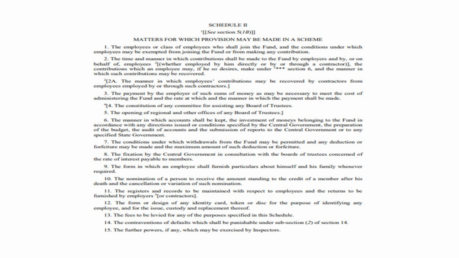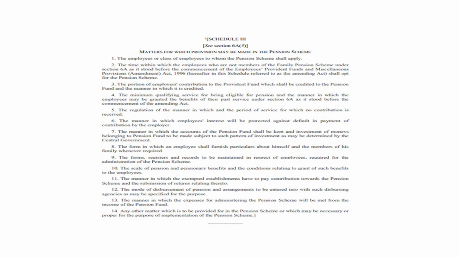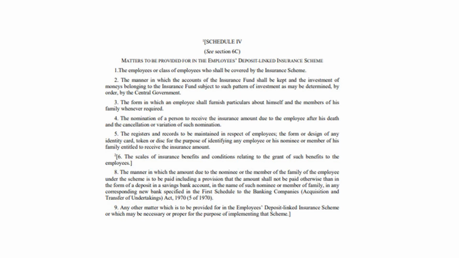Schedule 2 talks about the matters for which provision can be made in these schemes. These matters can be incorporated under the schemes of the Provident Fund in this Provident Fund Act, and in the other 2 schemes as well. Schedule 3 talks about the matters for which provision may be made in the pension scheme. Schedule 4 deals with the matters that can be provided in the Employees' Deposit Linked Insurance scheme.